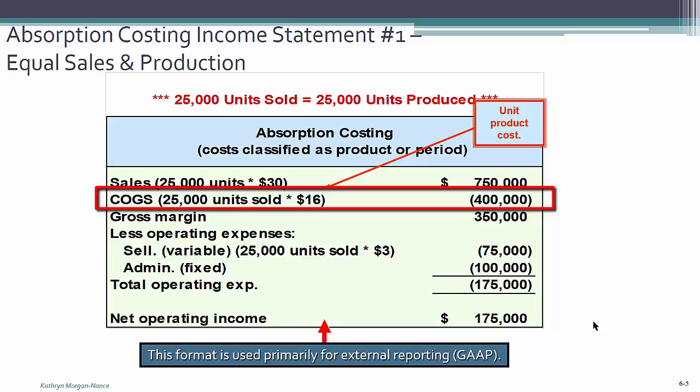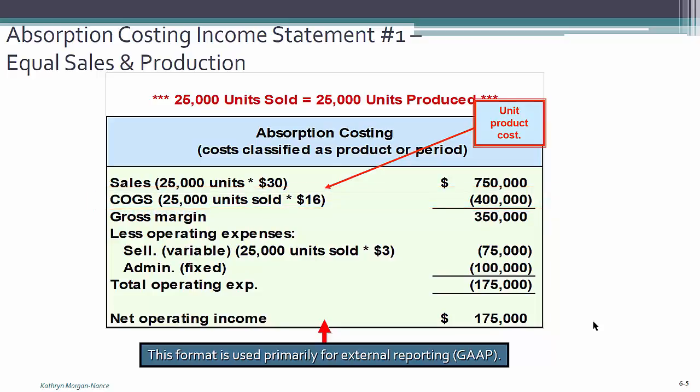In this case, cost of goods sold of $400,000 is calculated using the fully loaded product cost of $16 per unit times 25,000 units. We'll see later that the product cost per unit may vary depending upon production levels during the period due to the existence of fixed manufacturing overhead. For now, remember that sales less cost of goods sold equals gross margin of $350,000. We also commonly call this gross profit.